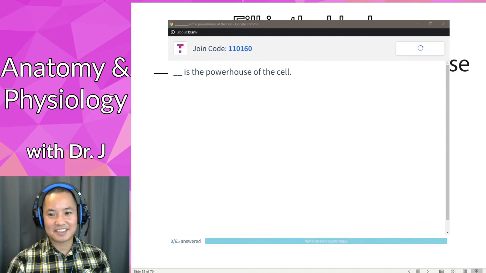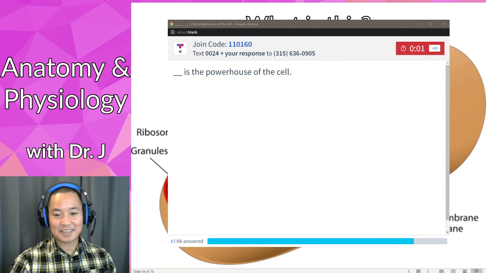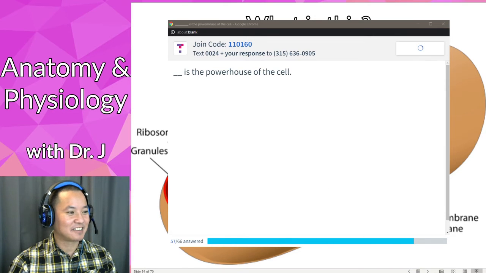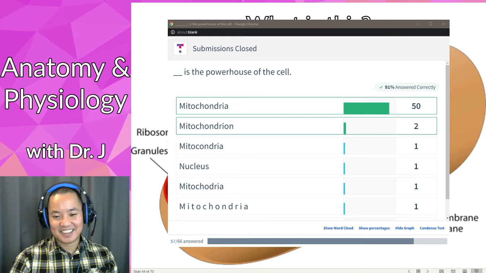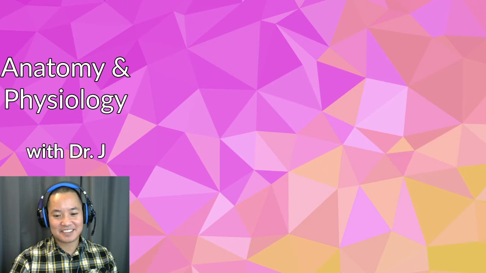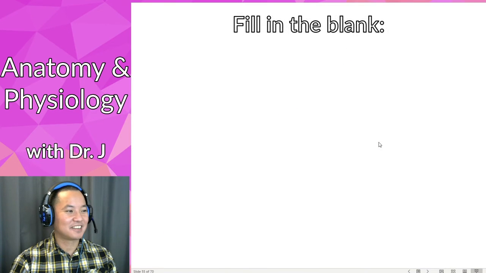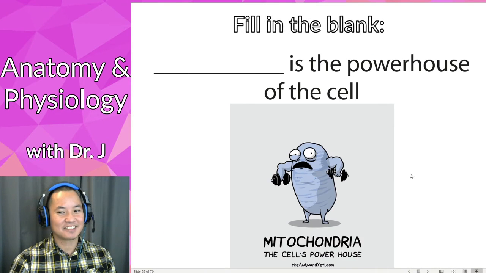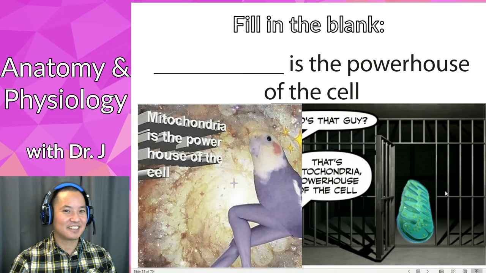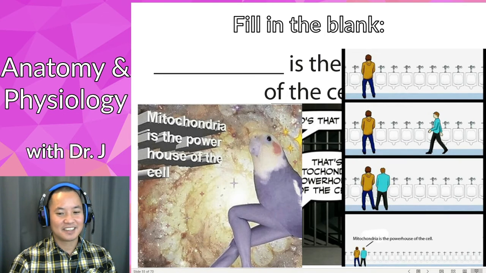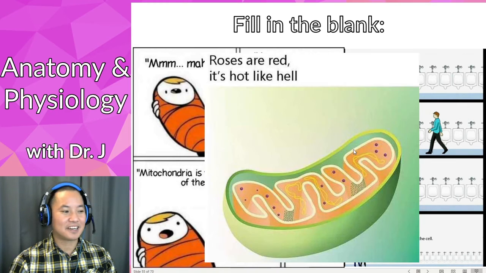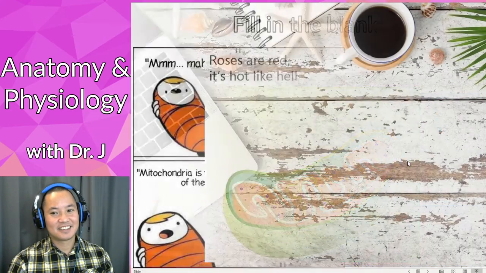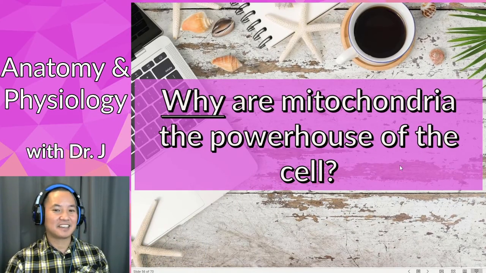Blank is the powerhouse of the cell. I think everyone got this pretty much correct. So some variant of what do we have here? Mitochondria is the powerhouse of the cell. Again, you've probably seen so many memes and whatnot about it. Everyone knows mitochondria is the powerhouse of the cell, right? But why is it? We know it's the powerhouse, but why?